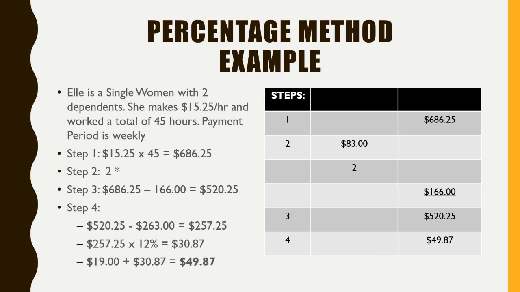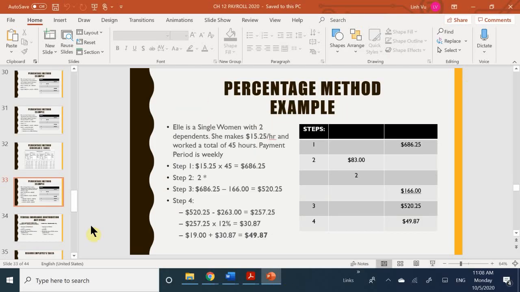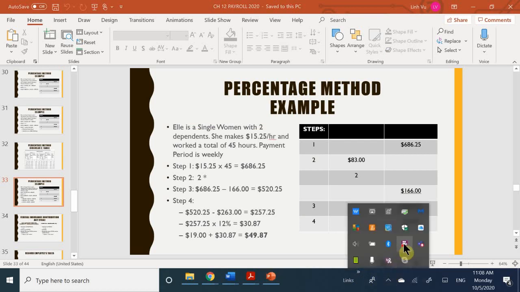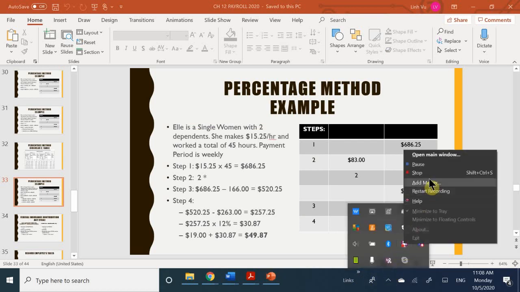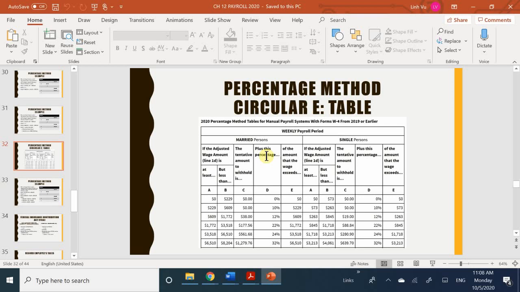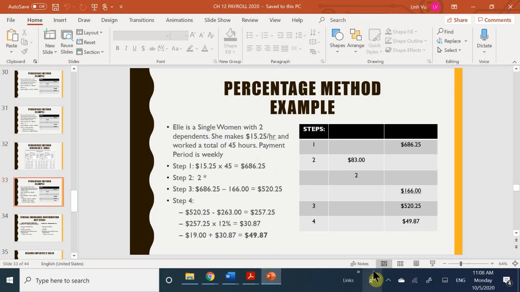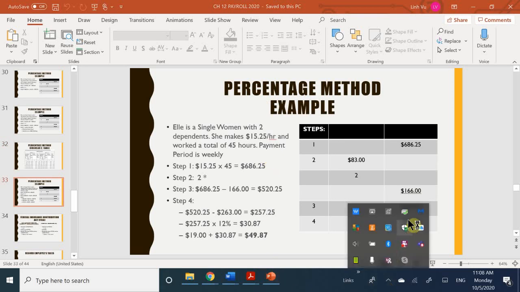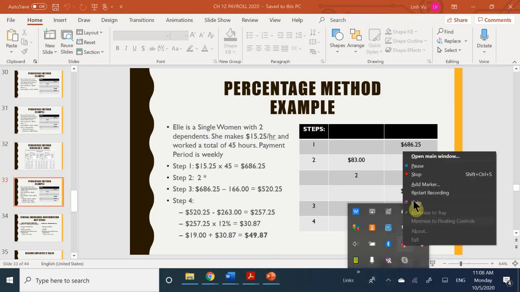Other than that, does anybody have any questions in regards to this section in chapter 12? I just have a generic question regarding the form W-4. Mm-hmm. Do you happen to have any insight why they changed it? It's because, so I'm going to go ahead and pause this real quick.